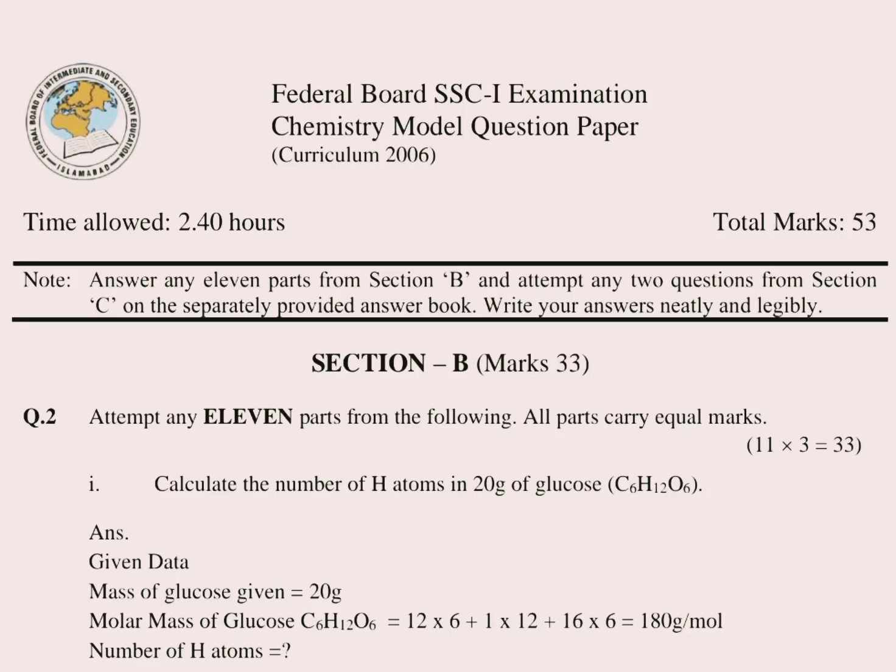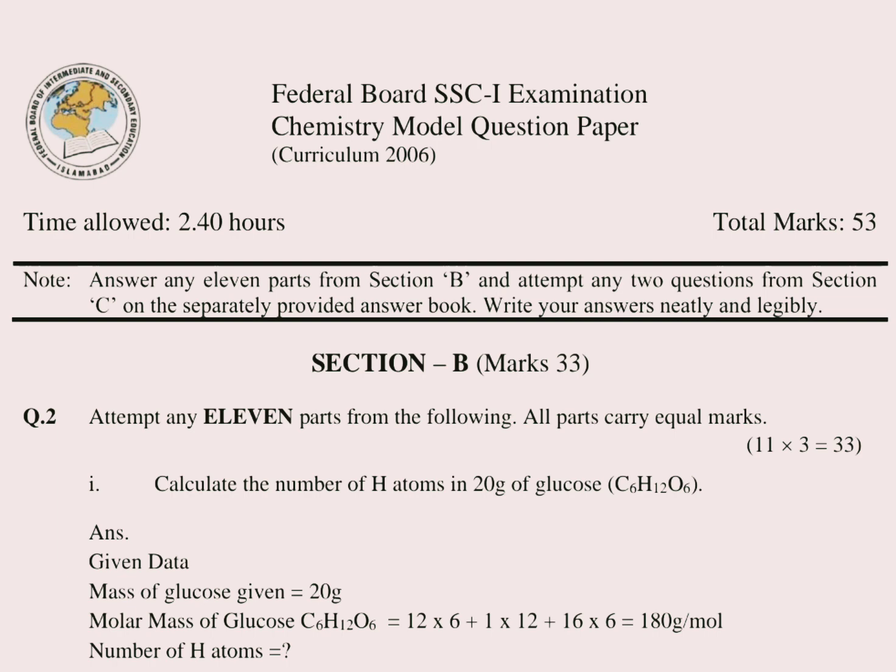It's chemistry model paper, paper number 2 here, and we are solving short question answers. So the first question here is: calculate the number of hydrogen atoms in 20 gram of glucose. The mass is given, and we have to calculate the number of atoms. So we must know the number of molecules present here.